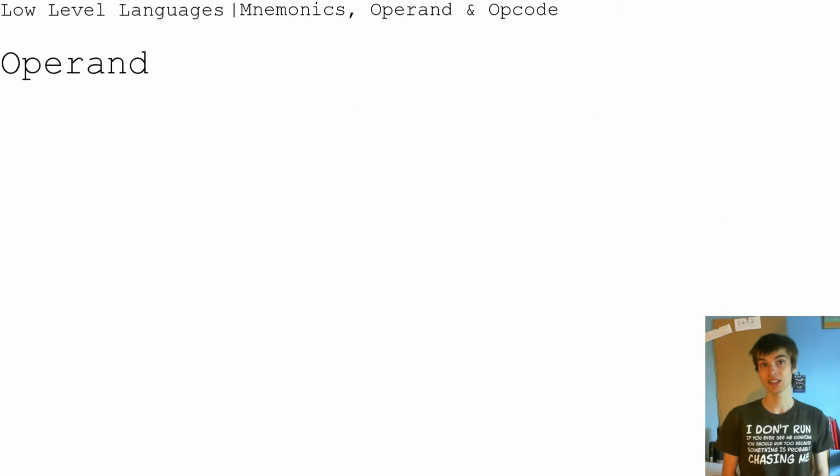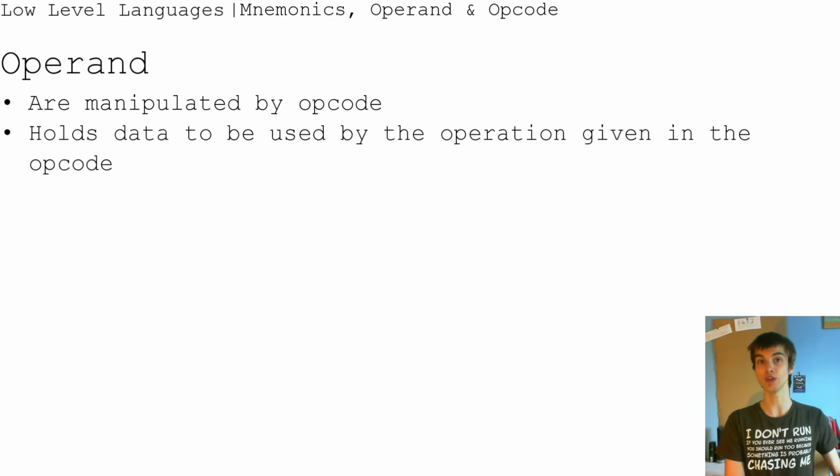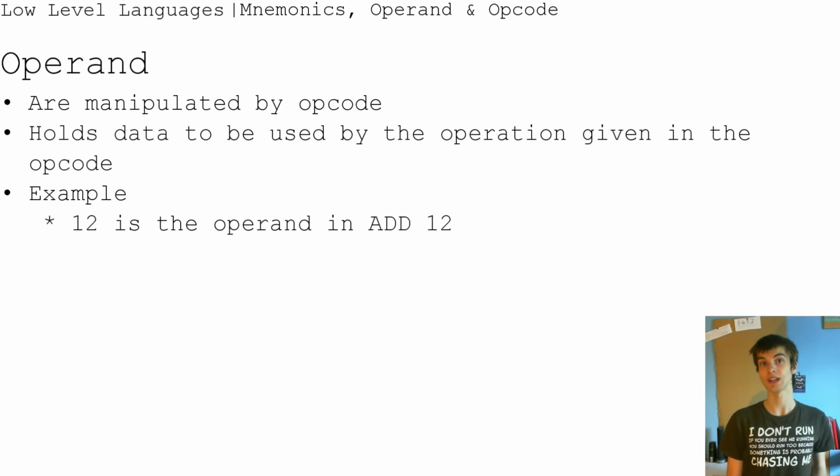An operand is what is manipulated by the opcode. It holds data to be used by the operation given by the opcode. An example of this is: 12 is the operand since it is the data within add 12. So the add bit is the opcode or mnemonic, and 12 is the operand.